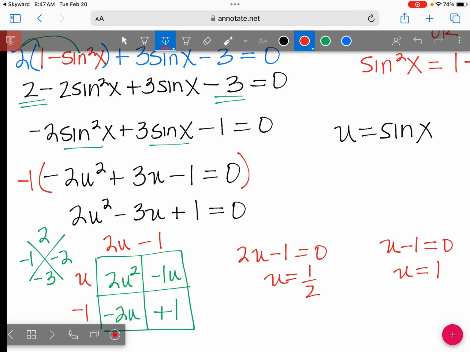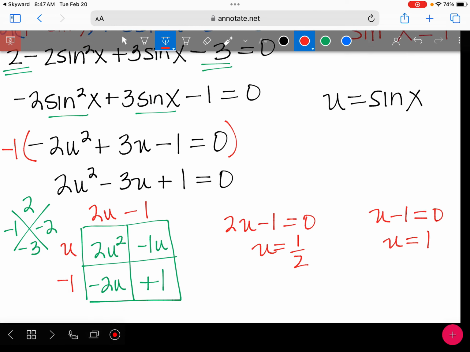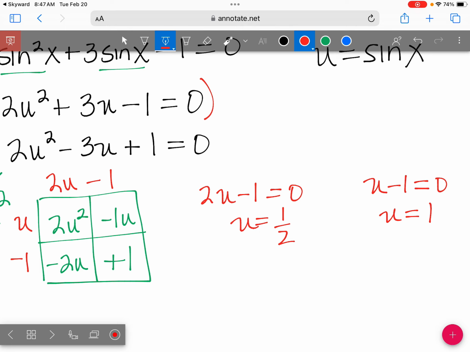So I'll put that up for you who didn't get it, but you should have had u equals positive 1/2 and u equals positive 1. Who had that? But now we know u, but what is u? U is really what? Sine. So you're going to go to your unit circle and tell me where is sine 1/2 and where is sine 1. So there are 2 places on your unit circle.